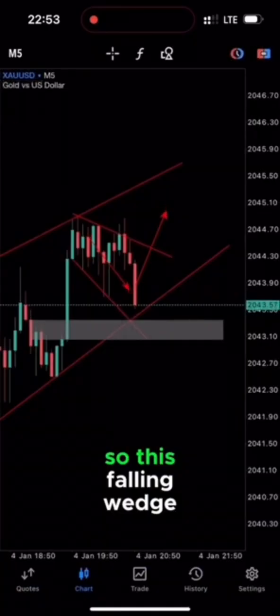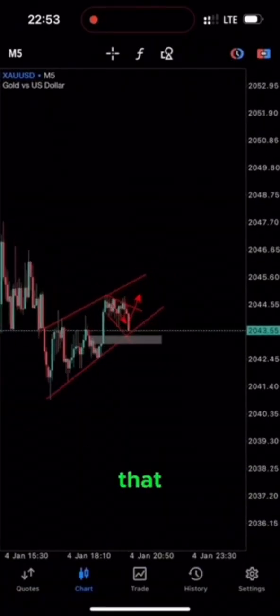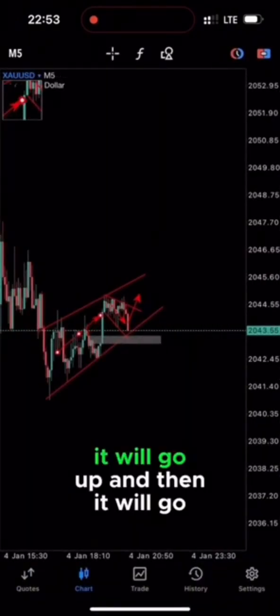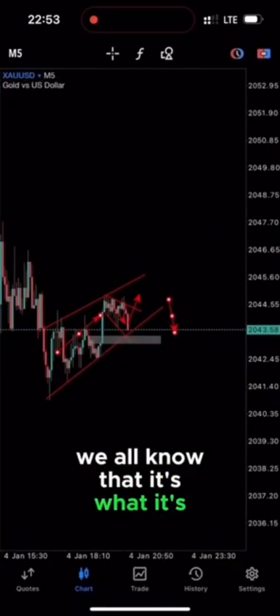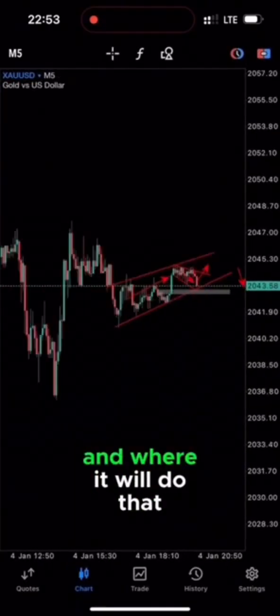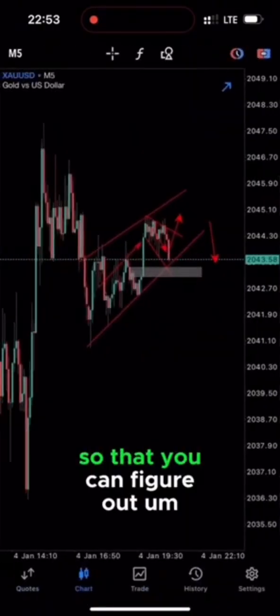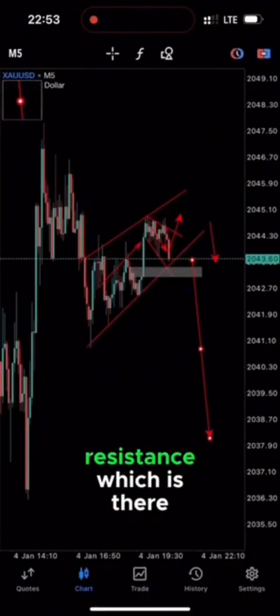So this falling wedge, at the end it goes up like that, and then for the bigger one here, it will go up and then it will go down. We all know that it's what it's going to do, but you just don't know when and where it will do that. So that is why you draw trend lines, so that you can figure out the nearest possible area of resistance which is there.